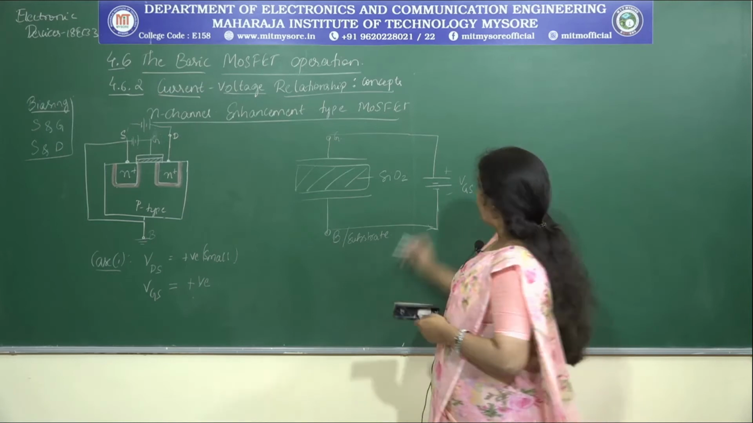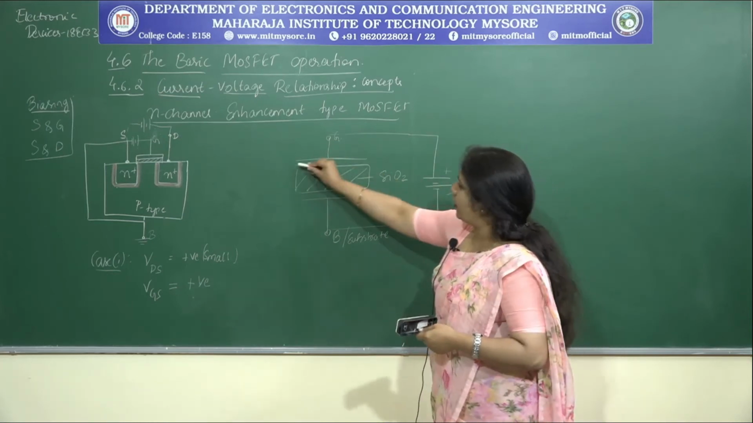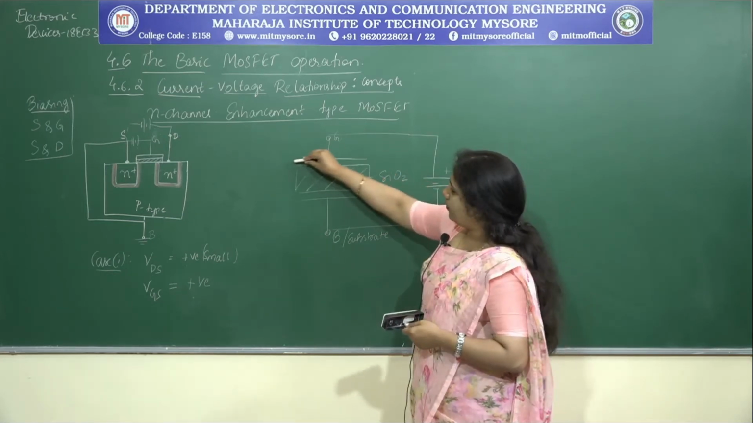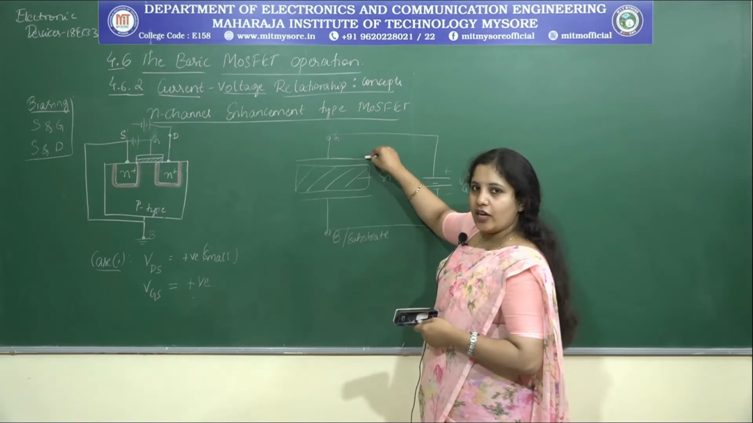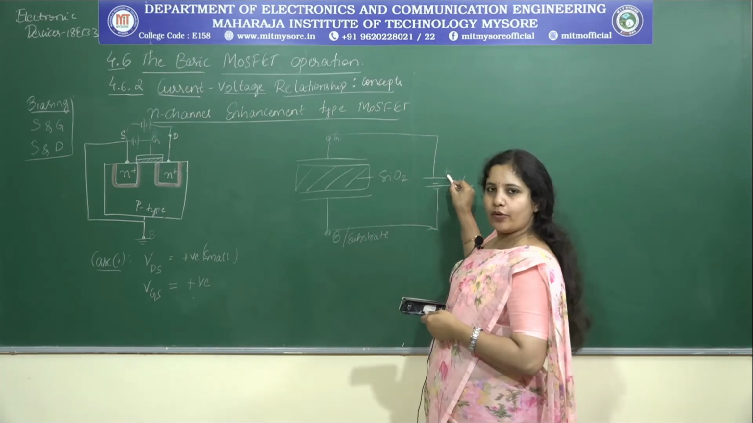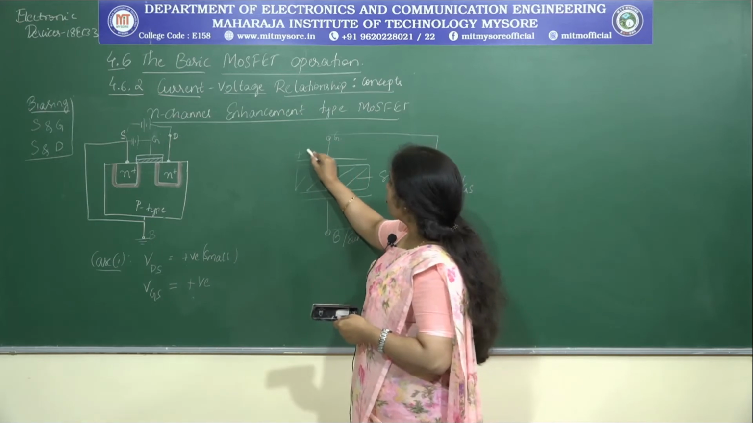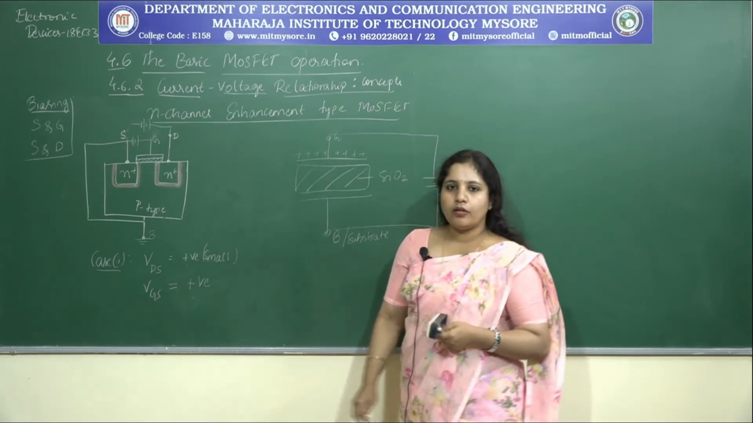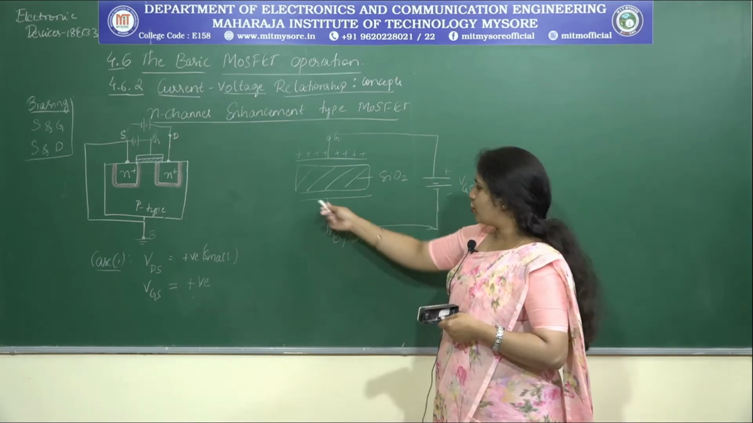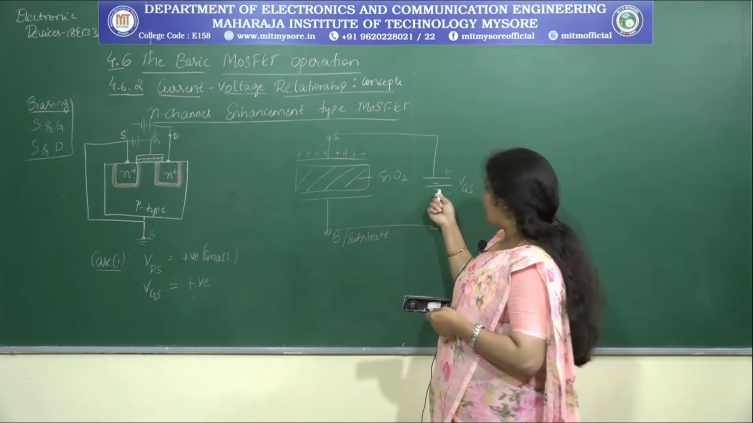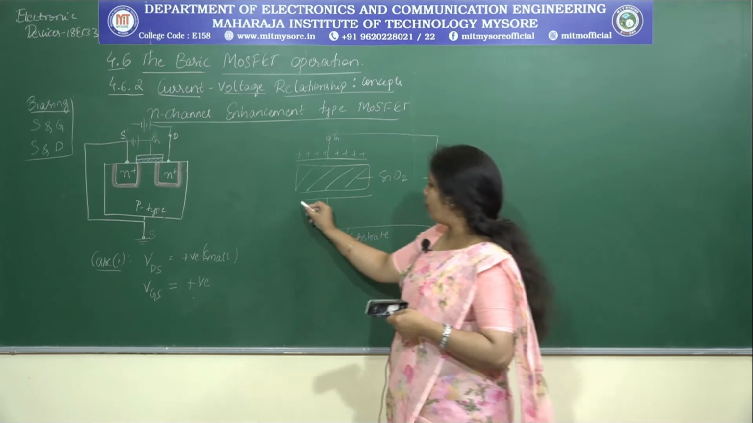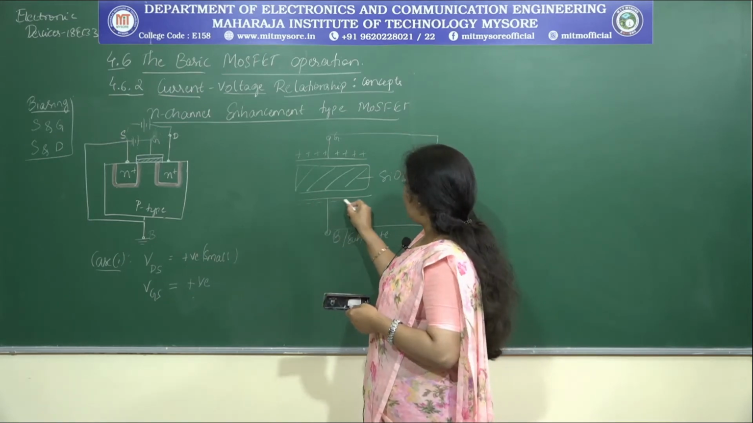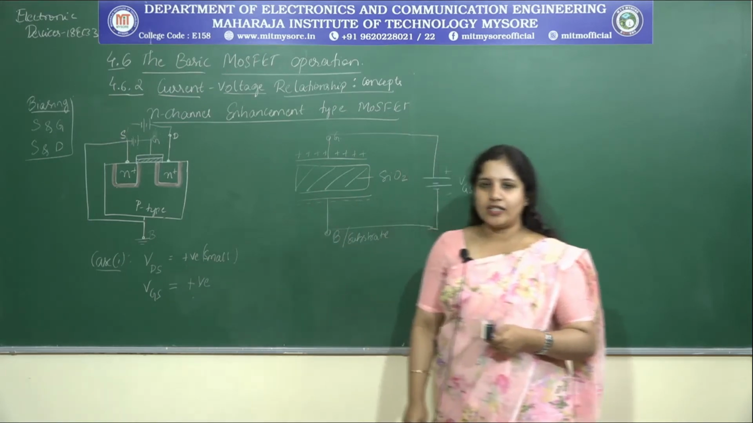Now when this happens, what happens to this particular side of the gate? It is having the positive potential. That means the positive charges tend to accumulate at this particular region. What happens to this side? Here it is connected to the negative terminal. Therefore, what happens to the charges? It is the negative charges that get accumulated.